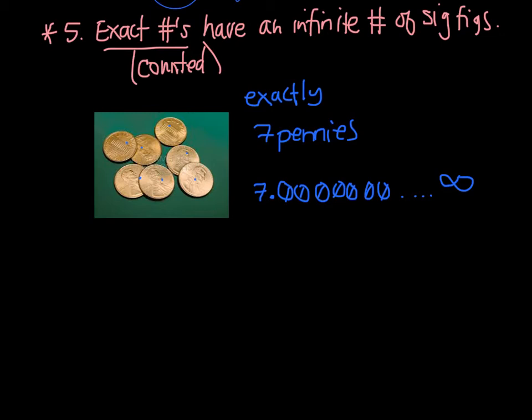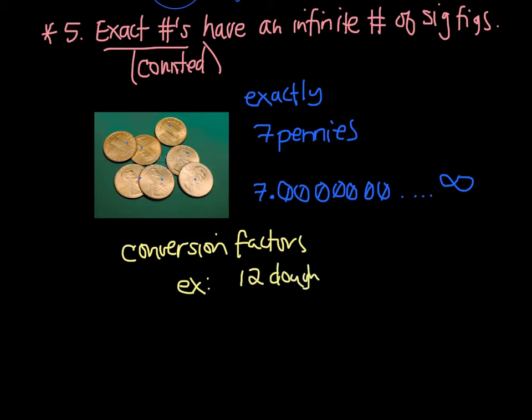Something you need to know about exact numbers, conversion factors are exact numbers. For example, if I say there are 12 donuts in a dozen, that 12 and that 1 are exact numbers. There are exactly 12 donuts in exactly 1 dozen.